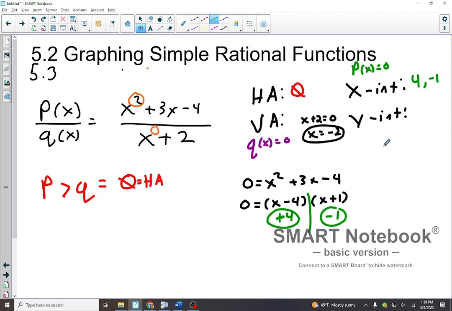Why can't you just bring the 4 to the other side and square root it? Because this has an x to the first power. So if you square root it, you're left with a square root of x. So that doesn't help you. And there's a plus sign also. That makes it a problem too.